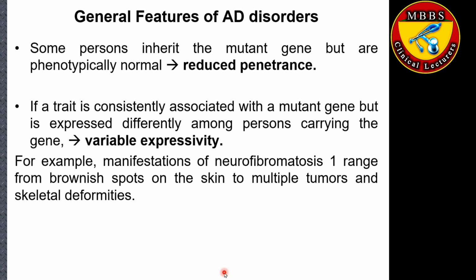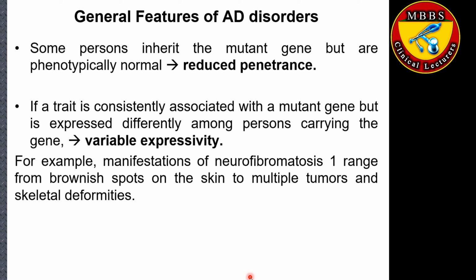The other features of autosomal dominant disorders are reduced penetrance. It means that some persons inherit the mutant gene, but that gene is not expressed phenotypically. That is termed reduced penetrance. The gene is mutated in the individual, but it is not expressed phenotypically, right? This is reduced penetrance.